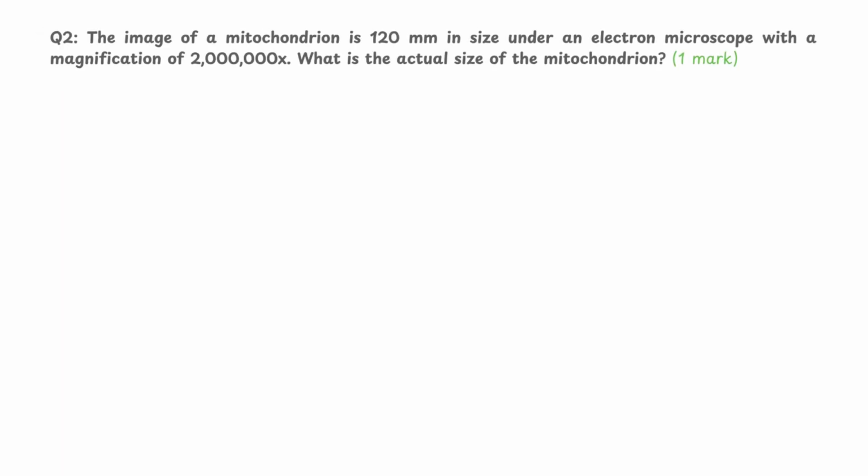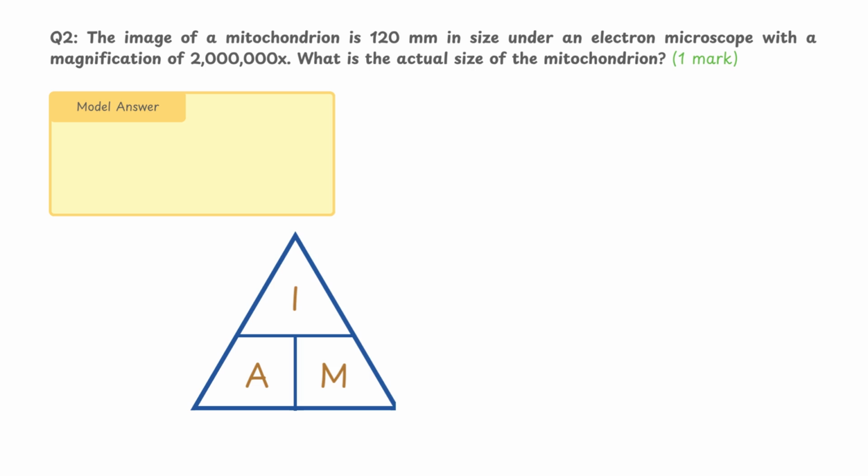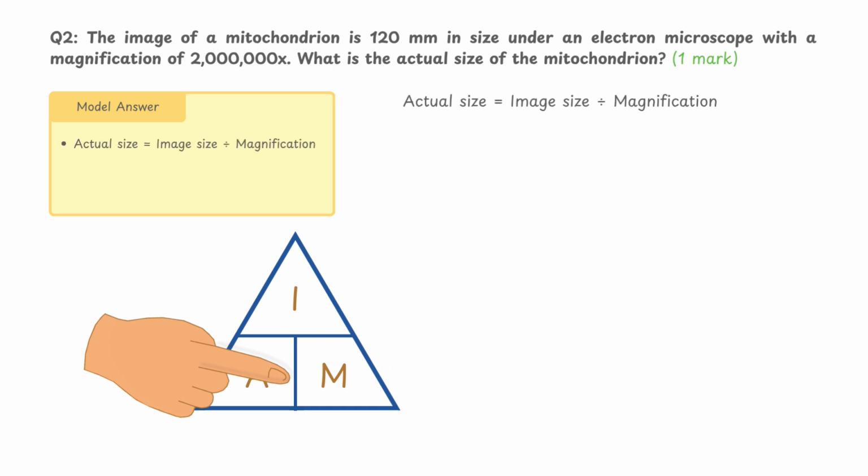The image of a mitochondrion is 120 millimeters in size under an electron microscope with a magnification of 2 million times. What is the actual size of the mitochondrion? First, let's use the equation triangle. We're looking for the actual size, so we need to cover up the A. The formula tells us actual size equals image size divided by magnification.